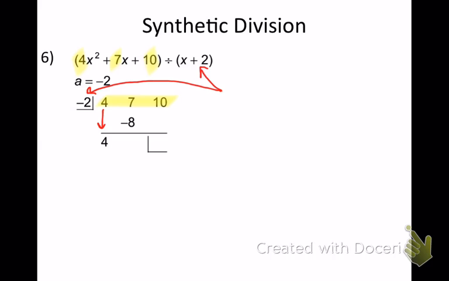And then I multiply. Negative 2 times 4 gets me negative 8. What's negative 2 times 4? Negative 8. And then I add down. What's 7 and negative 8? Anybody? 7 and negative 8? Negative 1. And then I'm going to multiply again.